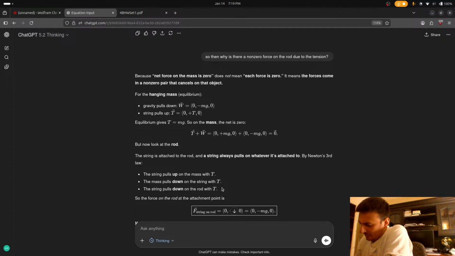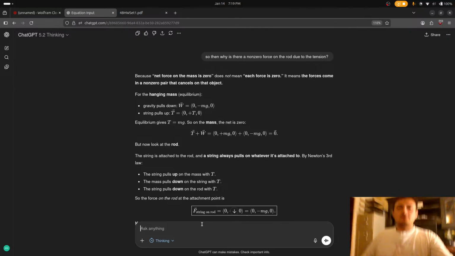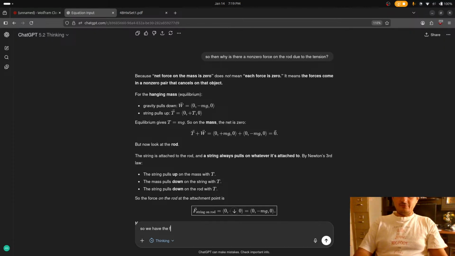By Newton's third law, the Ft, you've got to think about forces from something to something. The force on the string due to the mass, the force on the string due to the mass. So we have the force from the string, from the mass onto the string.